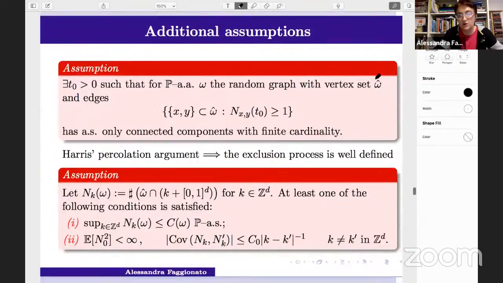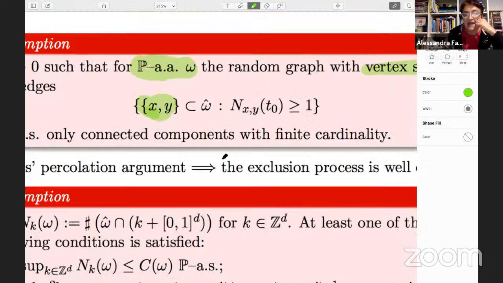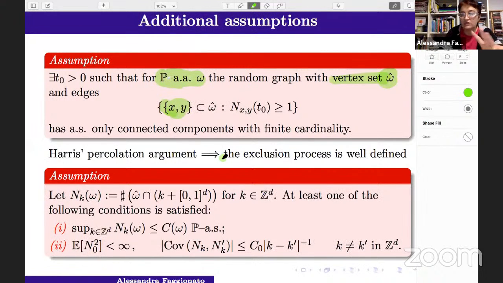To solve this problem, there is an assumption which is very natural and also has an interpretation in terms of percolation. In order to formalize the previous construction with Poisson processes, we need the following assumption. We assume that there exists t_0 positive such that for almost all realizations of the environment, the random graph with the vertex set given by the sites where particles can lie, and edges given by the pairs such that the associated Poisson process has already had one jump, has almost surely only connected components with finite cardinality.